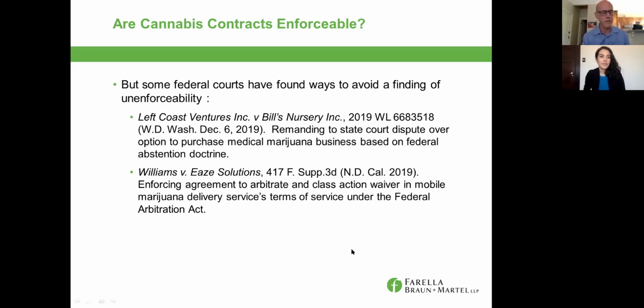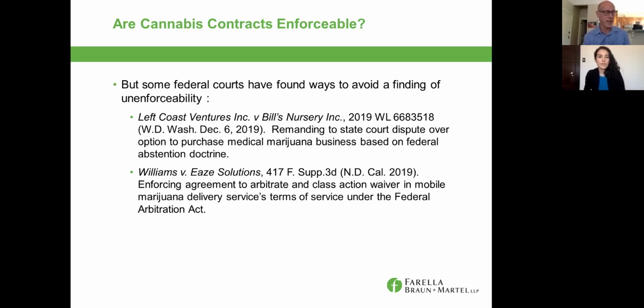So there have been a few other cases in which this question has come up in federal court, and judges have found ways to avoid actually having to address this issue head on. For example, in December of last year, also in the Western District of Washington, but a different judge, was faced with another case that presented this question of whether a cannabis contract can be enforced in federal court. And that was a case where a plaintiff sought to enforce an option agreement that would have allowed him to purchase the defendant's business if certain licenses were granted.